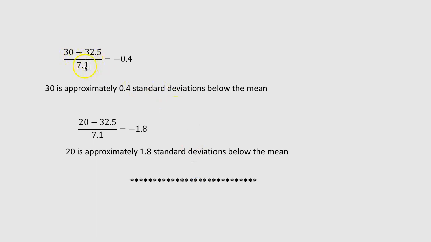30 minus 32.5 by 7.1 is minus 0.4. So 30 is approximately 0.4 standard deviations below the mean. And 20 minus 32.5 by 7.1 is minus 1.8. So 20 is approximately 1.8 standard deviations below the mean. So basically we are checking the value minus mu by sigma.